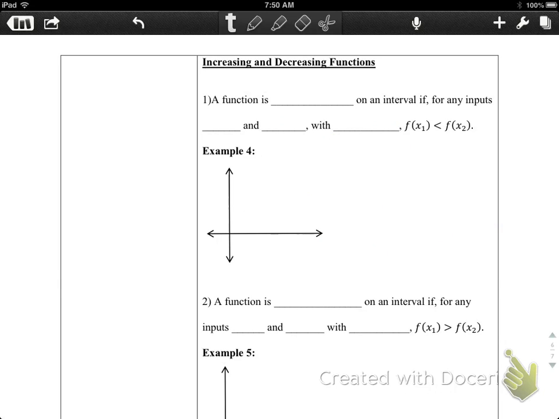Okay, so now we're talking about increasing and decreasing functions, and we're going to go over those definitions. So for number 1, a function is increasing on an interval if for any inputs, let's call those inputs x1 and x2, with x1 being less than x2, f of x1 is less than f of x2.